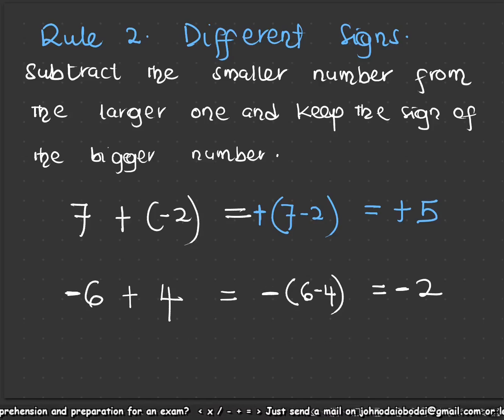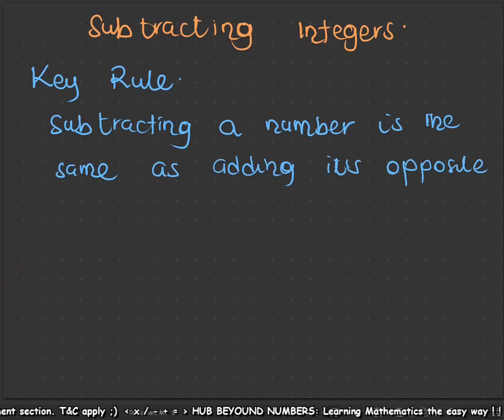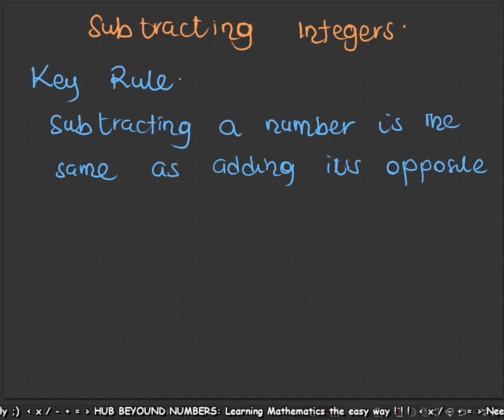Now let's look at how we can subtract integers, also with the rules. Subtracting integers is a little bit tricky at first, but here's the secret: subtracting a number is the same as adding its opposite.